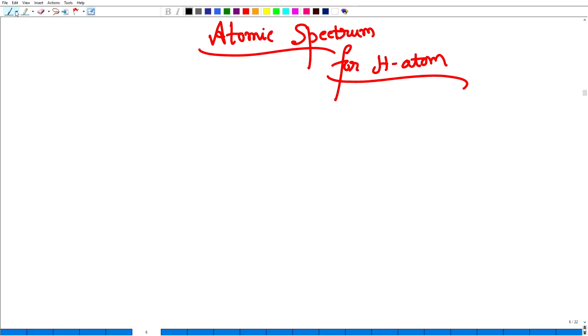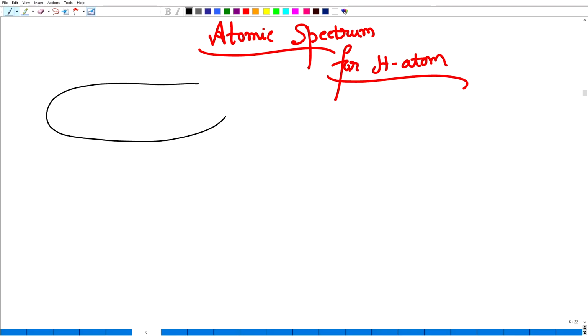There is a discharge tube that is filled with some gas. For the atomic spectra of the hydrogen atom, we have to put hydrogen gas, right? If you want to deal with neon gas, then we put neon gas, and there are other gases like halogen gas, mercury gas. These are also used. That means there is some discharge tube.